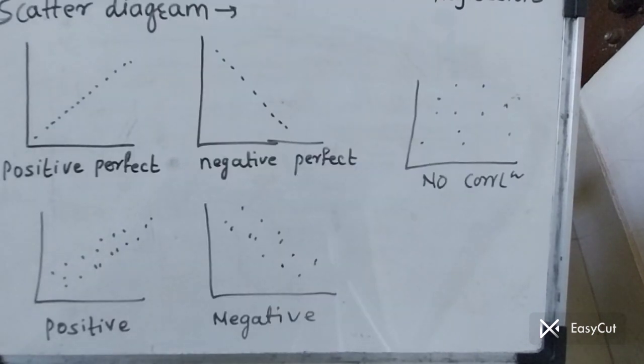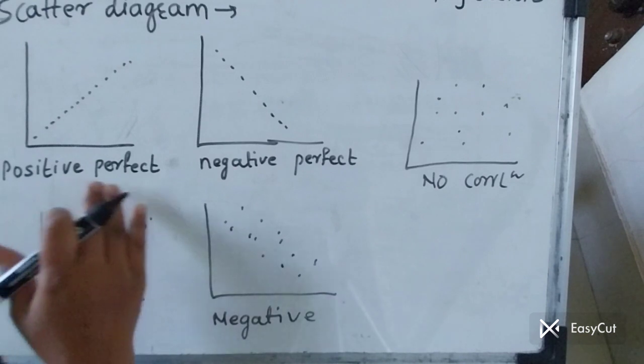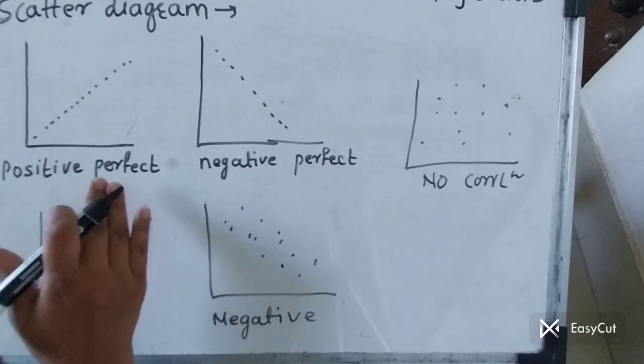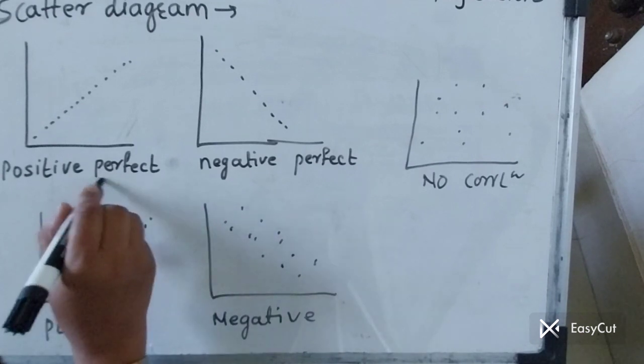Depending on the types of correlation, the next topic is the scatter diagram. What is the meaning of scatter diagram? See, this is the perfect positive correlation. Why do we call it perfect positive? Why do we use perfect here?